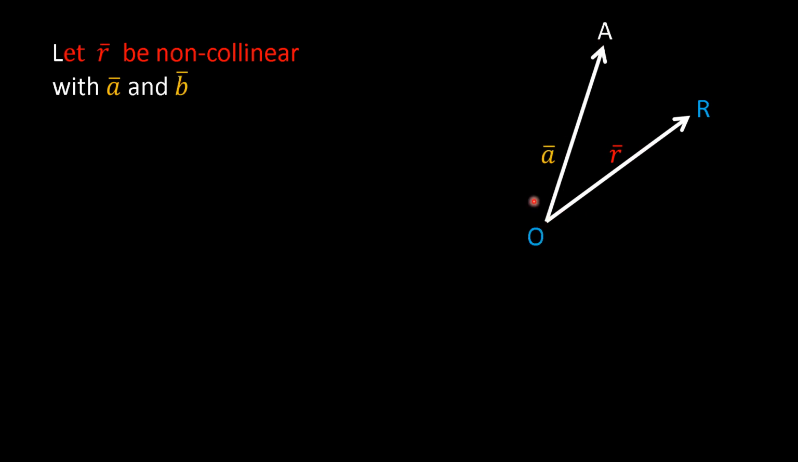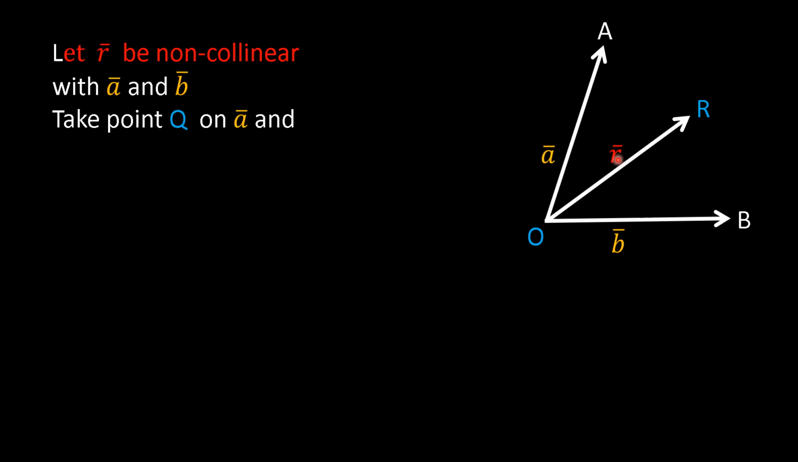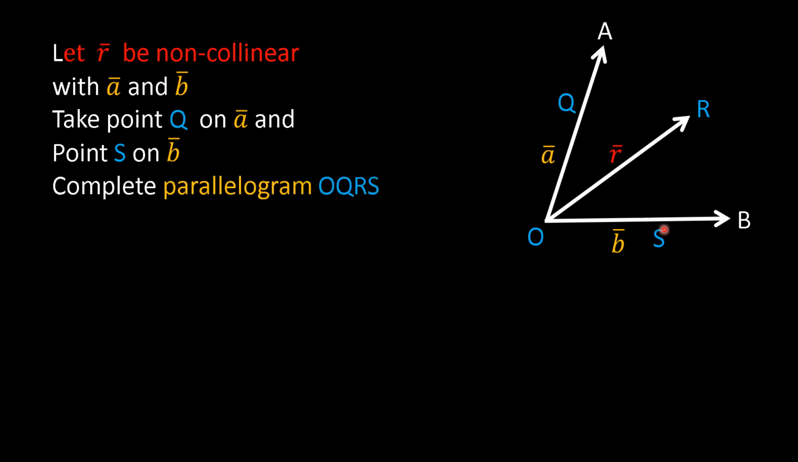Let r bar be non-collinear with a bar and b bar. You can see vectors a bar, b bar and r bar are non-collinear vectors. Take point Q on a bar here and take point S on b bar here. Complete the parallelogram O, Q, R, S.